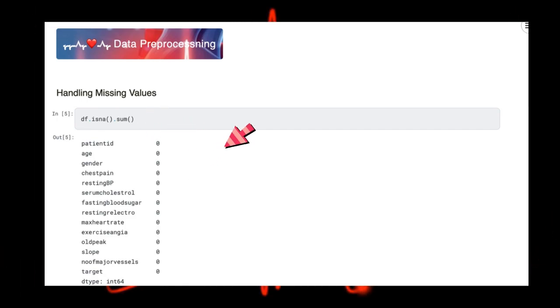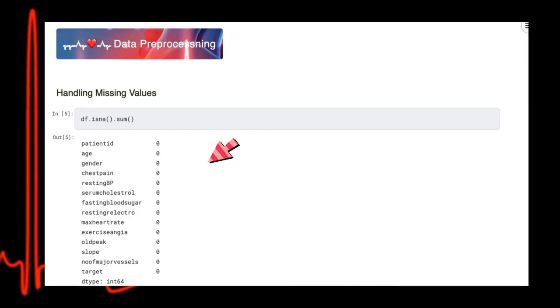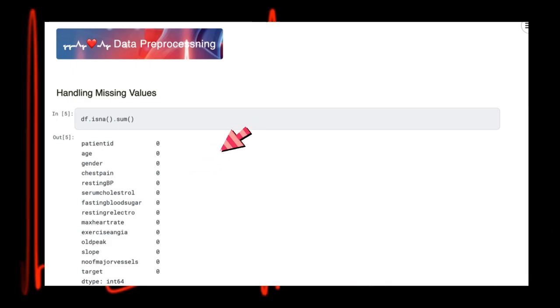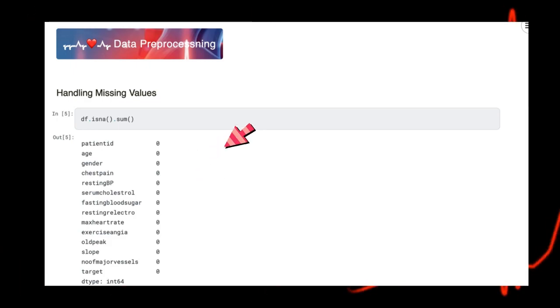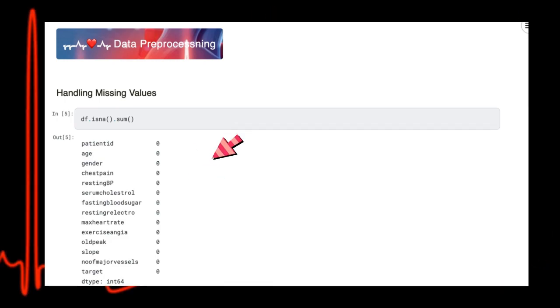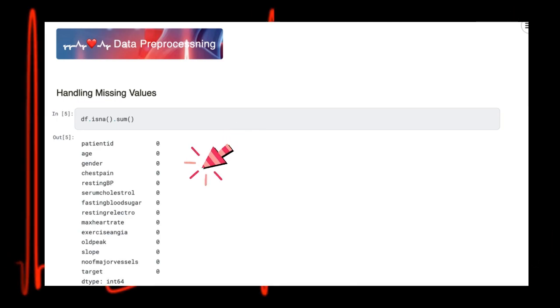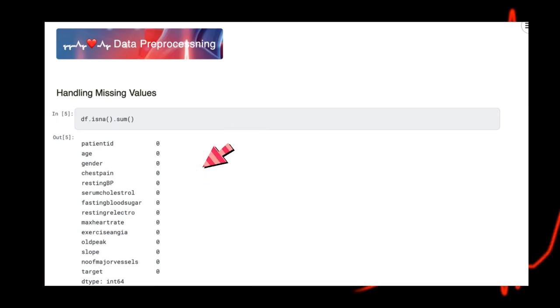The output shows the following: patientid, 0 missing values; age, 0 missing values; gender, 0 missing values; chest pain, 0 missing values; resting BP, 0 missing values; serum cholesterol, 0 missing values; fasting blood sugar, 0 missing values; resting ECG, 0 missing values; max heart rate, 0 missing values; exercise angina, 0 missing values; oldpeak, 0 missing values; slope, 0 missing values; number of major vessels, 0 missing values; target, 0 missing values.